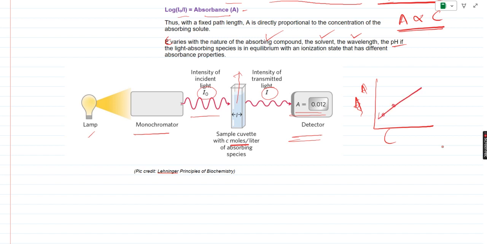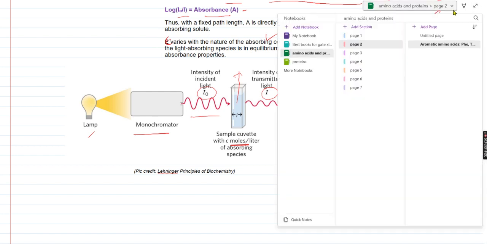So this is the standard, and suppose you have an absorbance here corresponding to the unknown. So here you get the concentration of the unknown species. So this is a very simple experiment that we would have done in all our biochemistry labs. Okay, moving on.